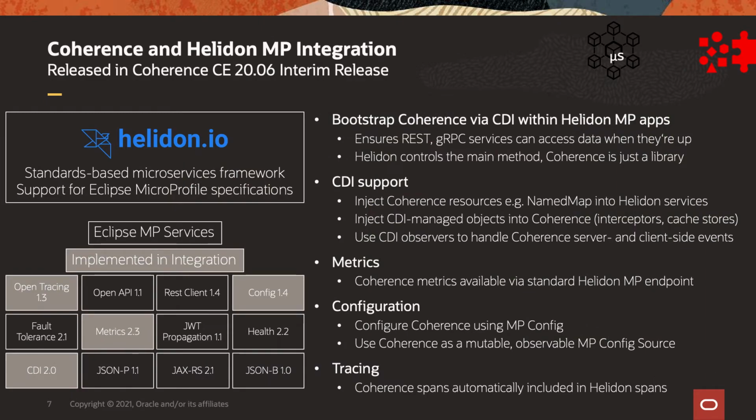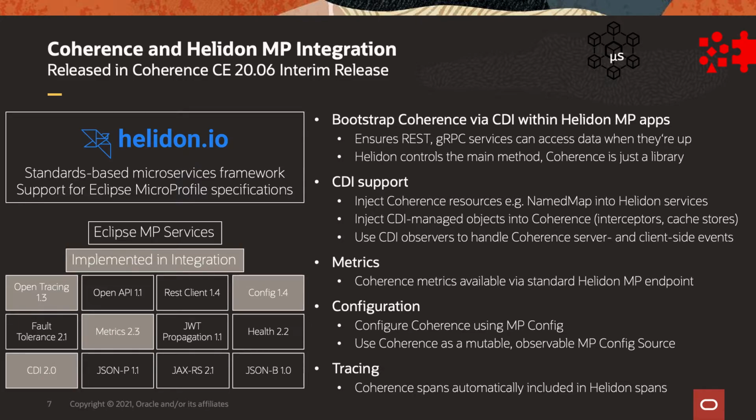Let me go into detail on a couple of these features that have to do with microservices. So the integration of Coherence and Helidon MicroProfile, which was released in Community Edition 2206, allows you to bootstrap Coherence into Helidon MicroProfile apps using context and dependency injection, so that when a Helidon JVM comes up and is ready to serve microservice requests, Coherence is already bootstrapped in that JVM, and Coherence objects like caches are injected into Helidon services. And in this case, Helidon is the main class that the JVM is launched on. Coherence is just a library.